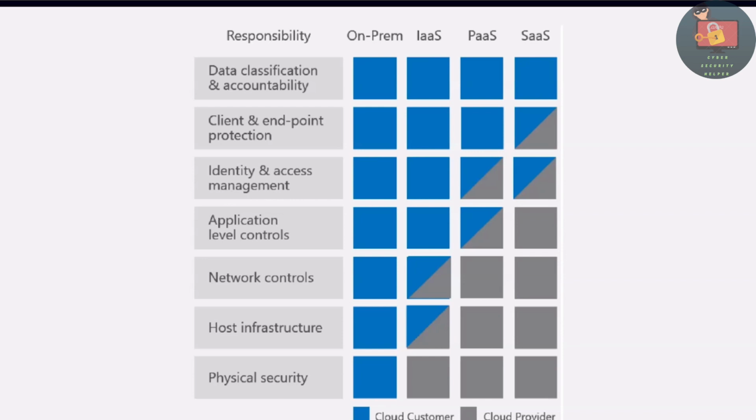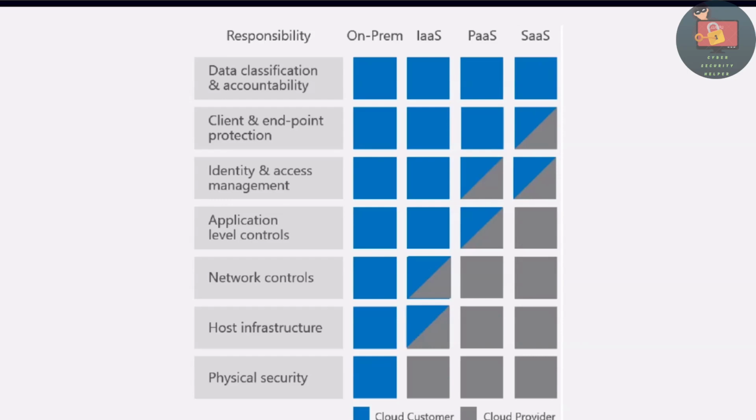Client and endpoint protection. This is also largely the responsibility of the customer, except a little bit of shared responsibility when it comes to software as a service. Client and endpoint protection refers to ensuring that all of the devices that are going to connect to your cloud environment are appropriately monitored for security threats and vulnerabilities, have antivirus software, etc., and are able to connect in a secure manner.